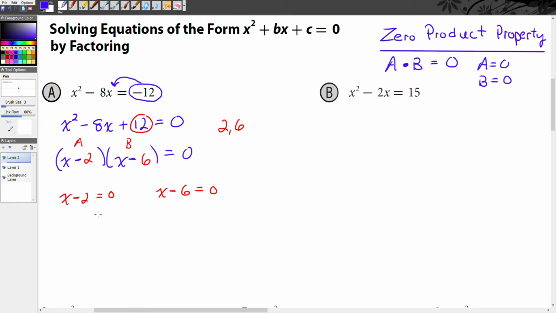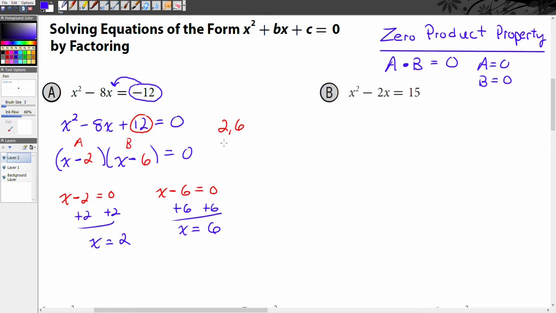So here, x minus 2 equals 0. I add 2 to both sides, and I get x equals 2. And here, x minus 6 equals 0. I add 6 to both sides, and I get x equals 6.